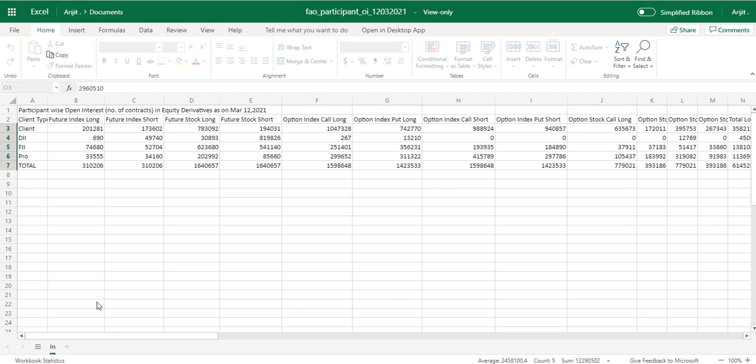Now in this file there are two sections of data. One is the futures and the second section is for options. So first let us cover the futures segment of the data.